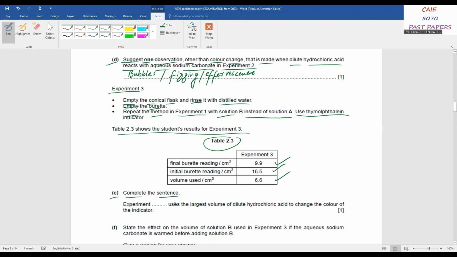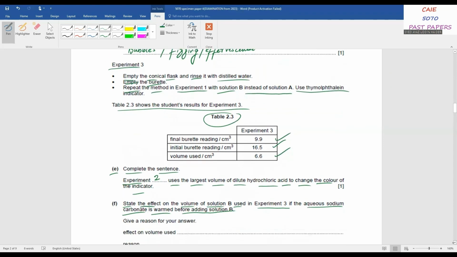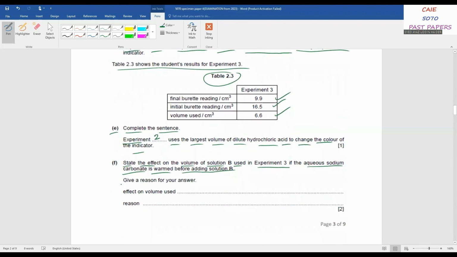E. Complete the sentence. Experiment dash uses the largest volume of dilute hydrochloric acid to change the color of the indicator. It's very easy. You should write experiment 2. Now state the effect on the volume of solution B used in experiment 3 if the aqueous sodium carbonate is warmed before adding solution B. Give a reason for your answer. So there won't be any change in the volume because the concentration will not change. So you write none here. And the reason will be simply no change in concentration.